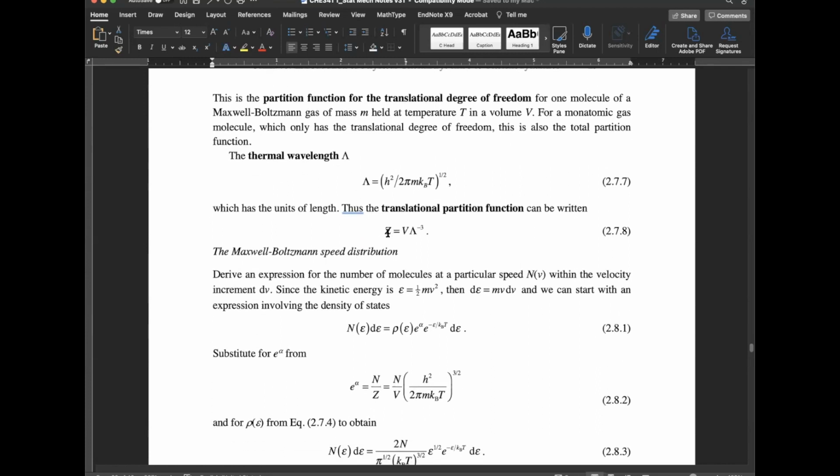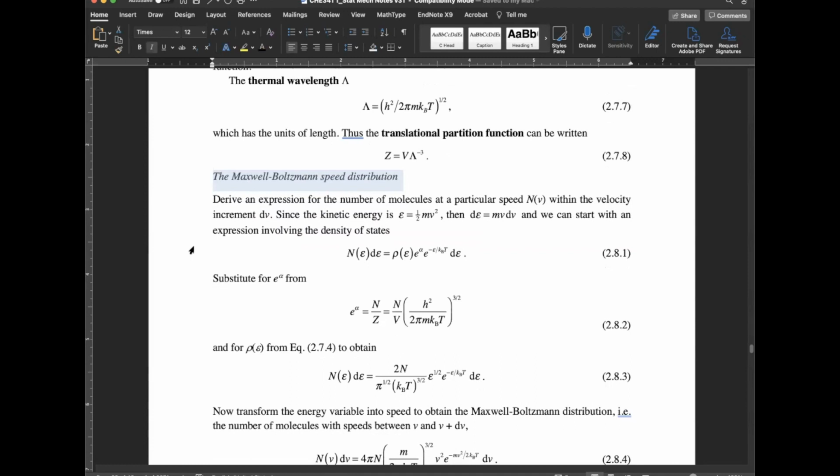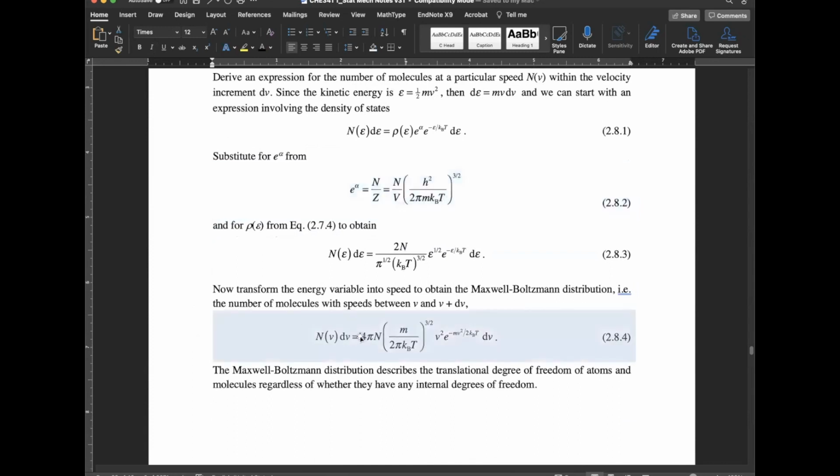Okay, well, now that we have the translational partition function, we can actually derive the Maxwell-Boltzmann speed distribution. If we know how the energy levels are partitioned with energy, then we can substitute back in for that e to the alpha term and transform this into the number of molecules between speed v and v plus delta v, and how that relates. Oh yes, that's the same distribution that I showed you earlier.